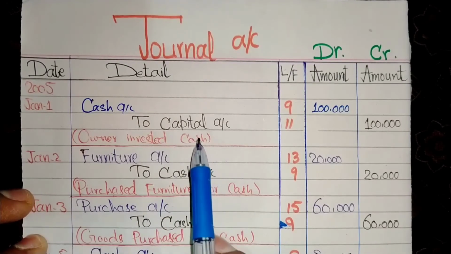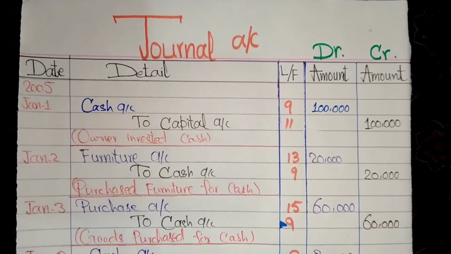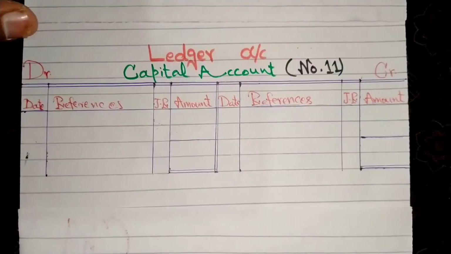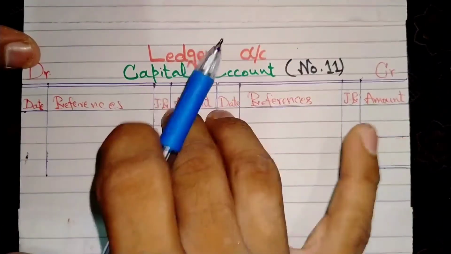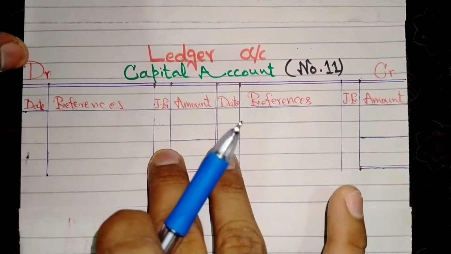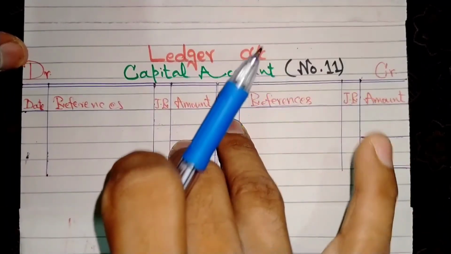now we will move toward our next account which is capital account. So we will make the ledger account of capital account now. So capital account has ledger folio number 11. Dear students, this is the format of ledger account of capital account with ledger folio number 11. We will enter now the entries from journal account to ledger account of capital.